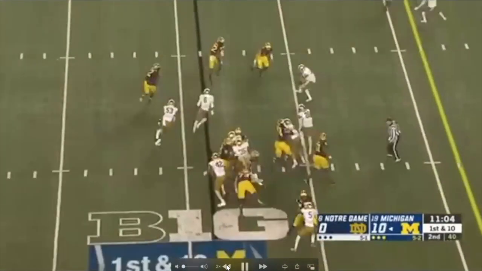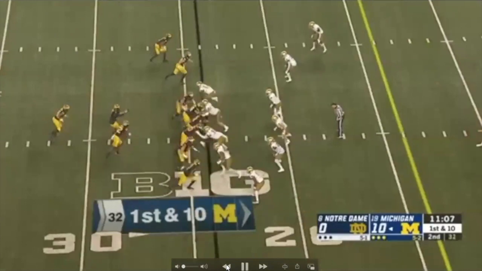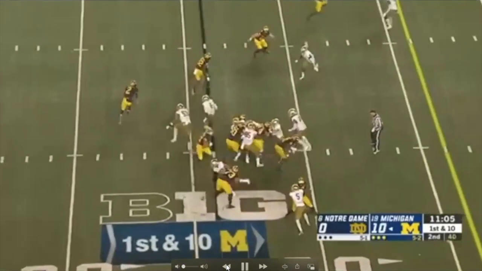Now, the legality of it, I know they've become much more stringent. You've got to watch those guys getting downfield on the inside.